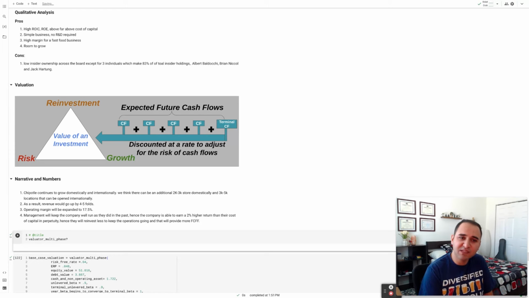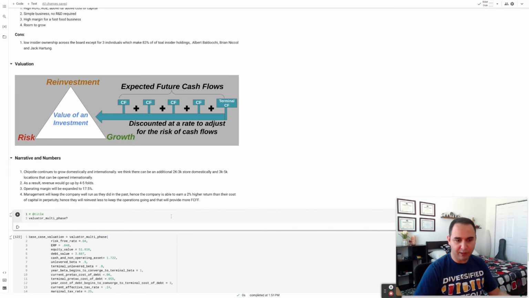There are a couple of things I don't like about the board, which I don't get into here, but the major thing was, three individuals make up about 80% of the total insider ownership. And the other thing I found was the CEO of NRG sitting on the board, and quite frankly, I don't know what he is doing there. NRG is an electricity company producing electricity, solar panels, and so on. Chipotle is a restaurant business. I can't connect the dots. Maybe you can tell me. But overall, I think it is a high quality business. So let's get to the valuations.